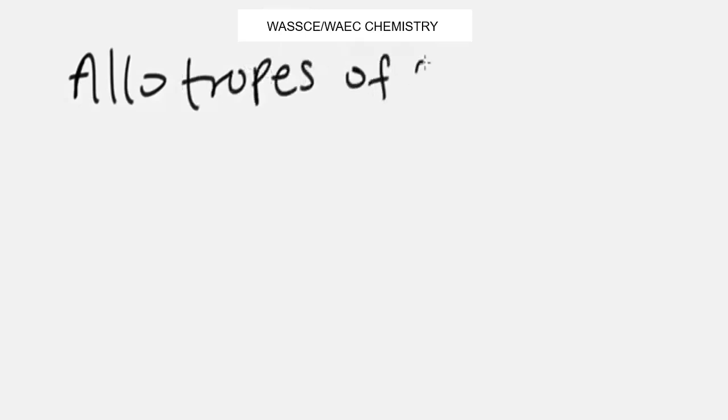Okay, so we're looking at the concept of allotropes of carbon. Now, let's begin by knowing what allotropes are. Allotropes are simply different structural forms of the same element in the same physical state.